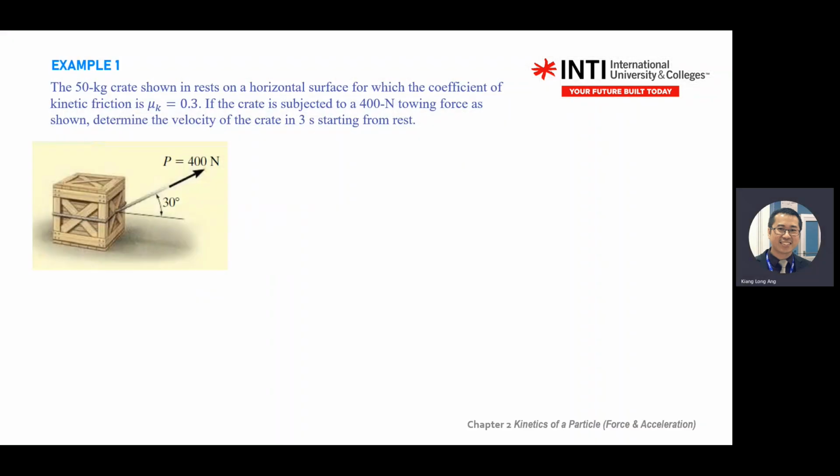We apply what we learned. Look at this diagram. You have a crate of 50 kilograms, pulled at 30 degrees with a force of 400. You are given the friction coefficient, not the friction force. You know that when you're given a friction coefficient and there's contact with the floor, you are expected to find the friction force. It is subject to a 400 Newton towing force and so on. Determine the velocity at 3 seconds.